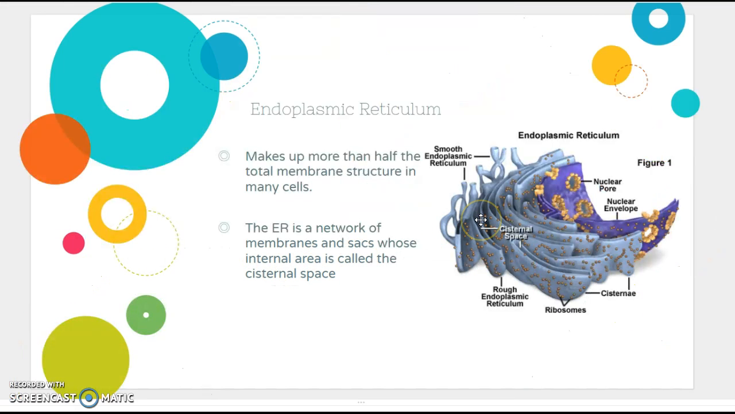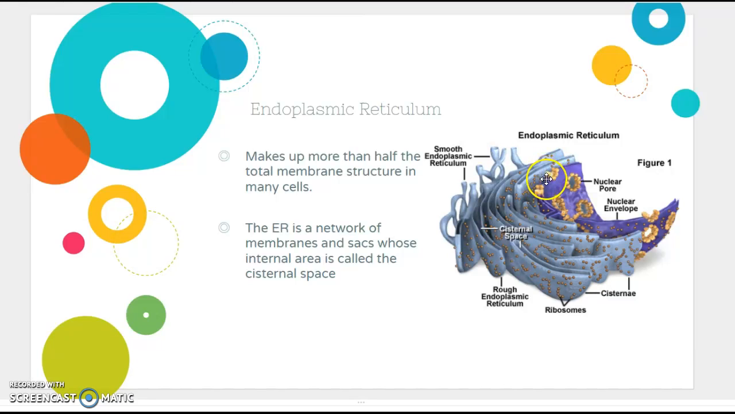The first organelle we're going to talk about today is the endoplasmic reticulum. That is this light blue shape that you see over here. The dark blue is the nucleus. This endoplasmic reticulum makes up more than half of the membrane structures that are found within many cells. It's a network of both membranes and sacs. So if you look over here at the light blue picture, the kind of empty space, or what appears empty, that's the sacs they're referring to, and those sacs are called the cisternal space.